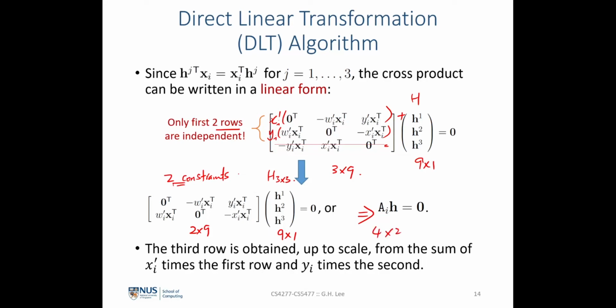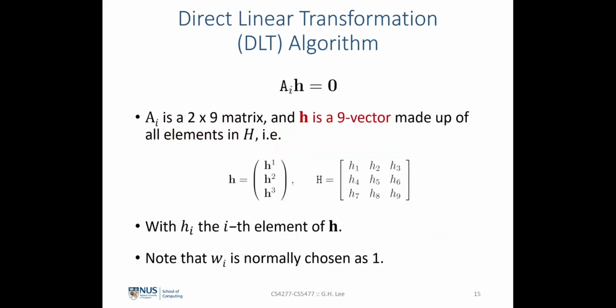So 4 multiplied by 2 constraints gives 8 constraints, to solve for the 8 unknowns, or the 8 degrees of freedom, in my homography vector over here. This means that with the 4 point correspondences, I will be able to solve for the 9 by 1 unknown vector in my h matrix over here.